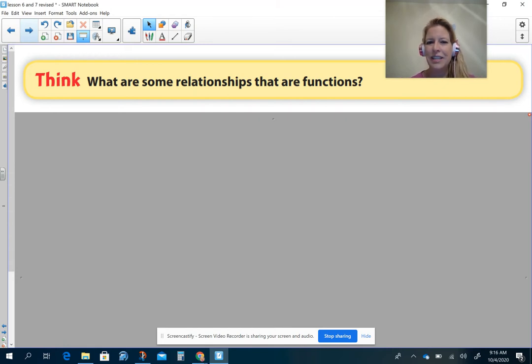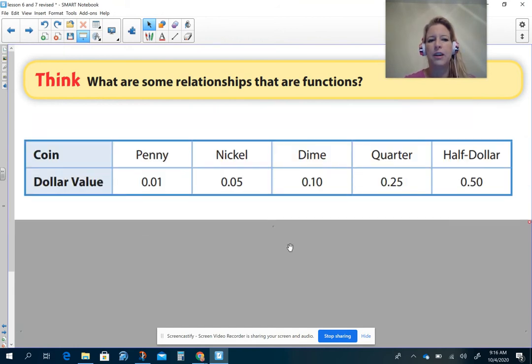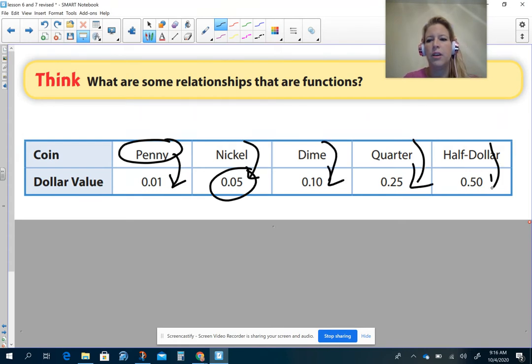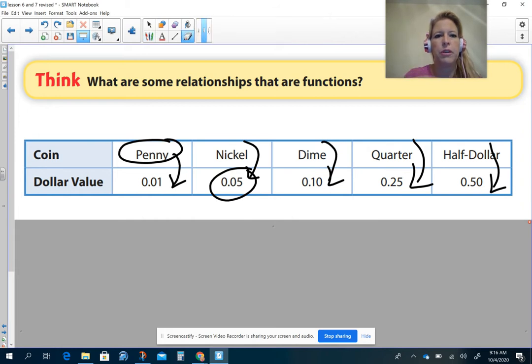Okay, let's see how you did. There's so many out there, but I do have a few examples here. For example, money. Here's a penny, a nickel, dime, quarter, and there's my values. You might not have thought of this as being a functional relationship, but my inputs aren't repeating because I have an output for each input. That's very important that we know that.